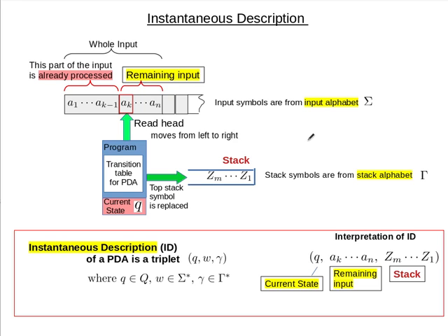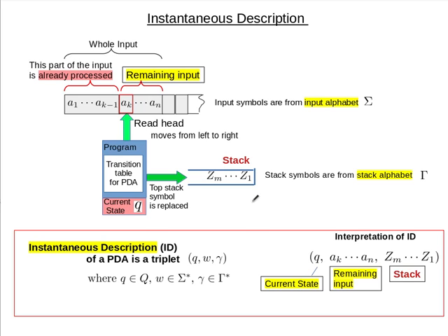While you are processing your input, your head started from here and it will have to go up to this point, right? And in the middle, after some time, it has reached something, so this is the current input symbol. That means it has already processed A1 up to AK-1, and it is yet to process AK up to AN. So this is the remaining part of the input, and A1 up to AN is the whole input, right? At this point, how do you describe its current configuration?